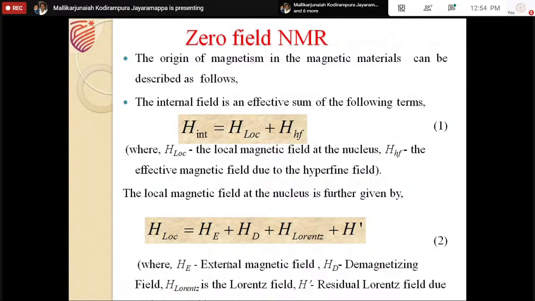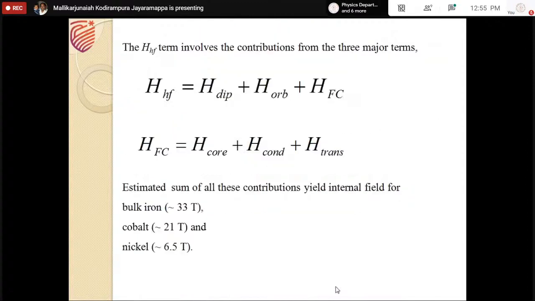Please remember that in zero field NMR we are not applying He, but certain groups, in the absence of an external field, do apply an external magnetic field just to see some special properties. Just for completeness' sake, I have given He as the external magnetic field, HD as the demagnetization field, H Lorentz as the Lorentz field, and H dash as the residual Lorentz field due to non-cubic symmetry. We'll come back to these individual terms in the next slide.